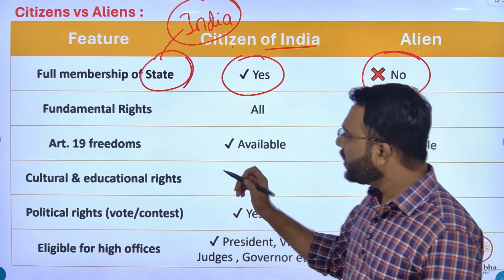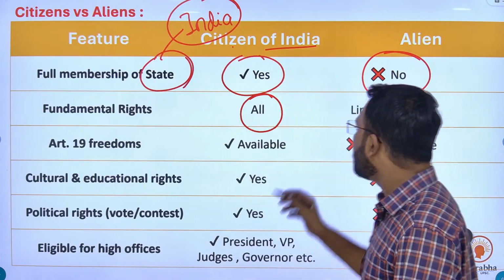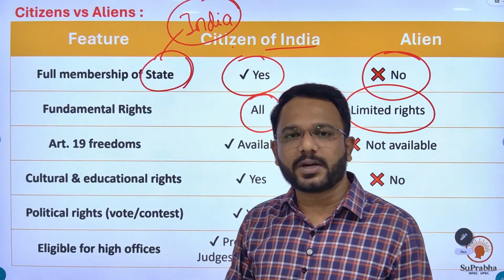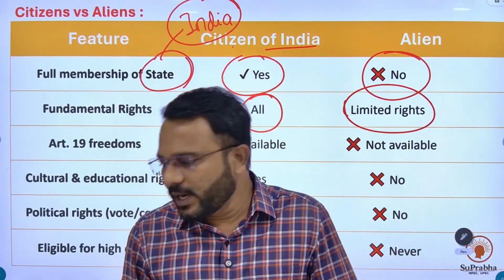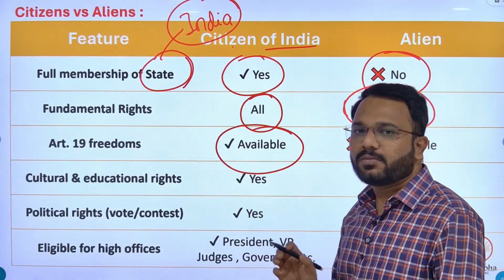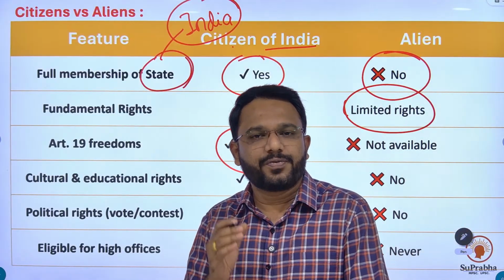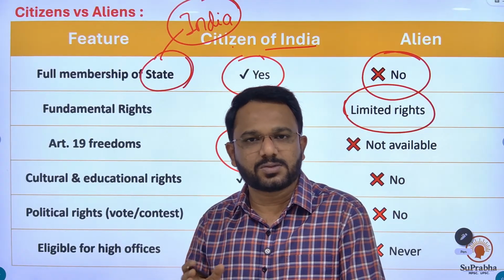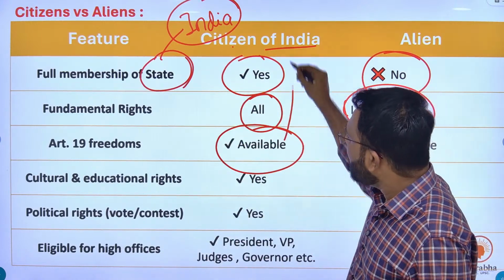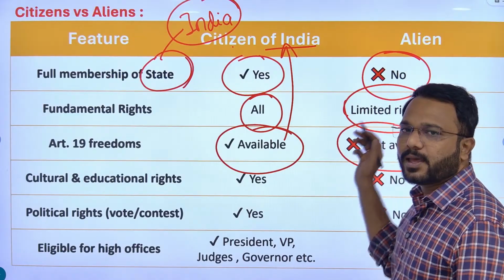Fundamental rights in India: all the fundamental rights are available to the citizens. But in case of aliens, there are limited rights available to them. Article number 19. What does article 19 of our constitution say? It says that the individual has the right of freedom of speech and expression, assembly, association, movement, residence and profession. All these rights are available to the citizens of India, but they are not available for the aliens.